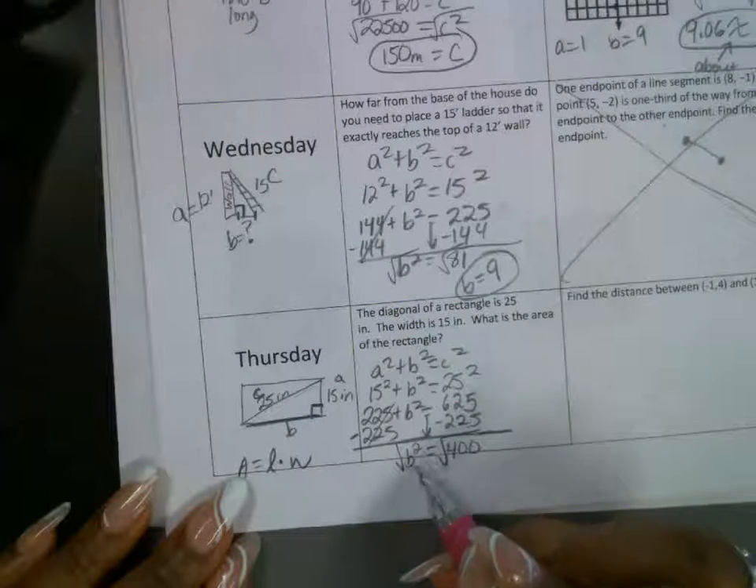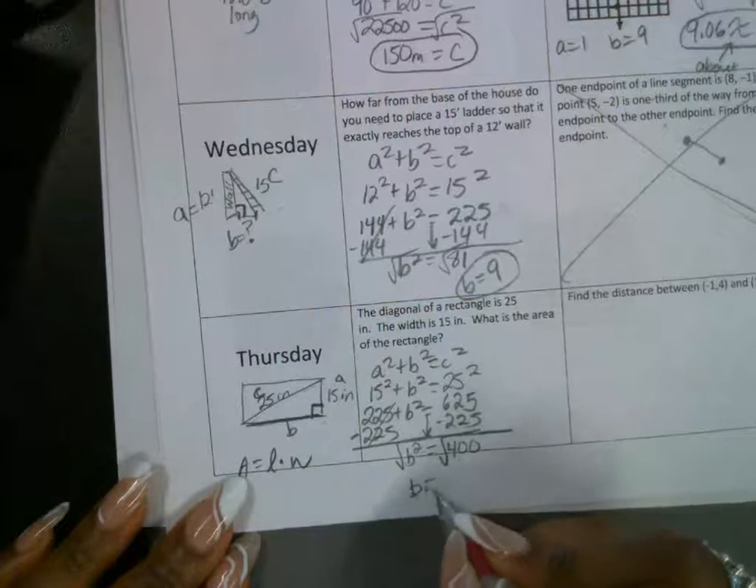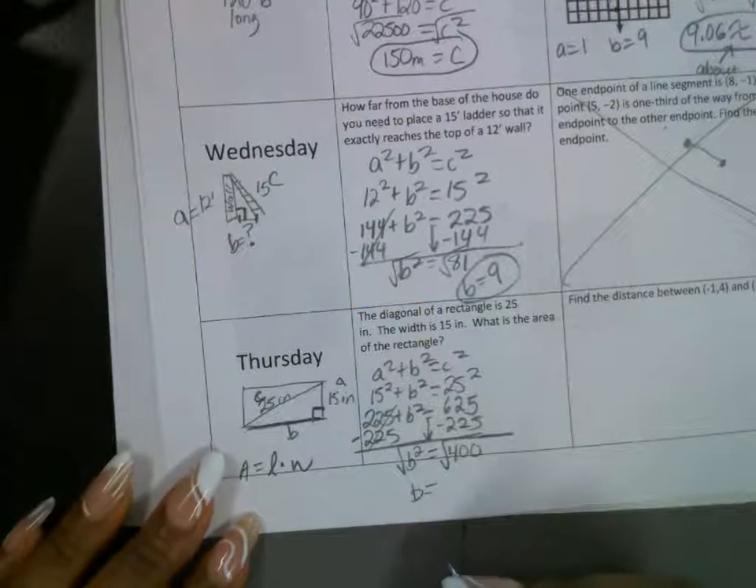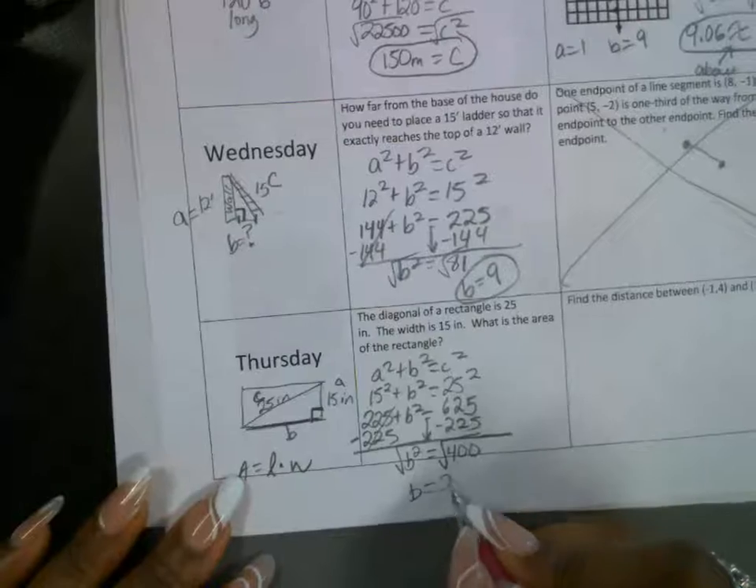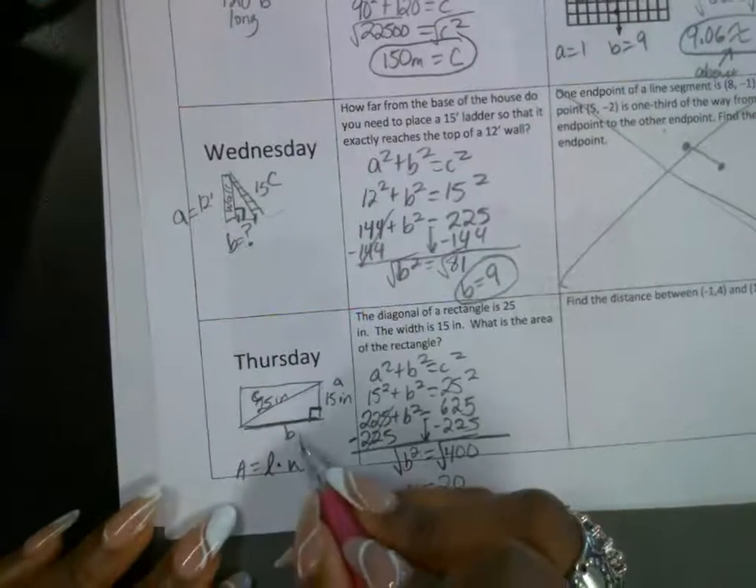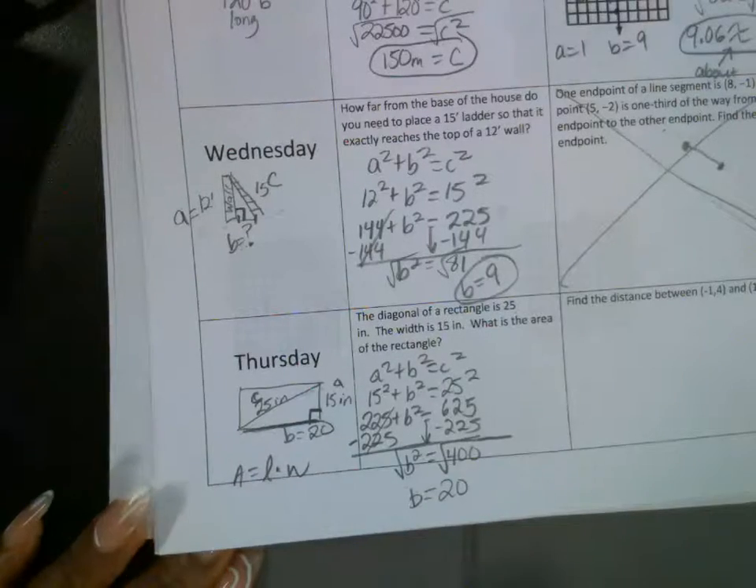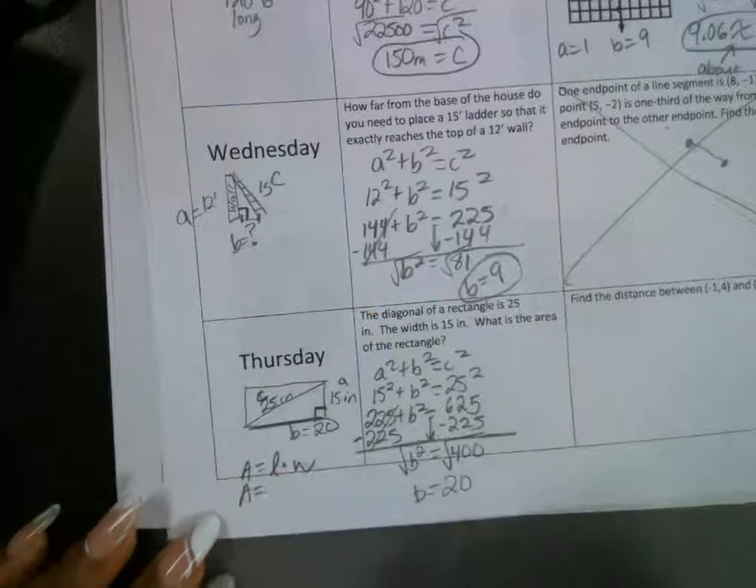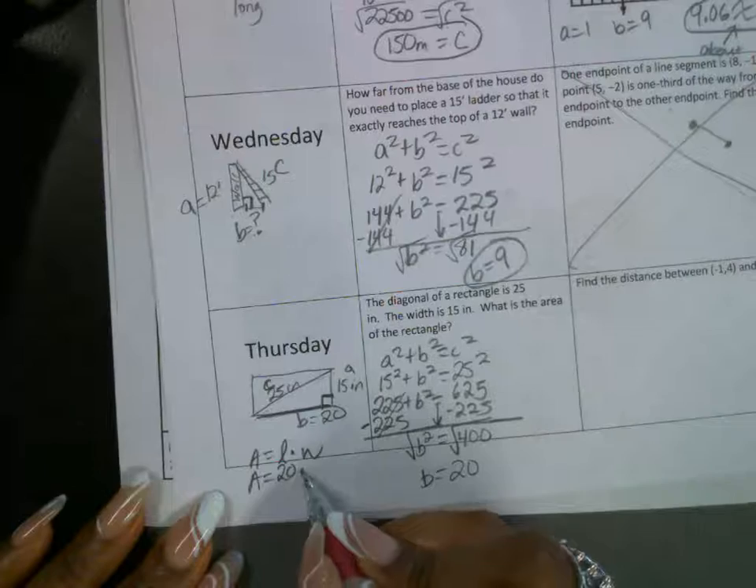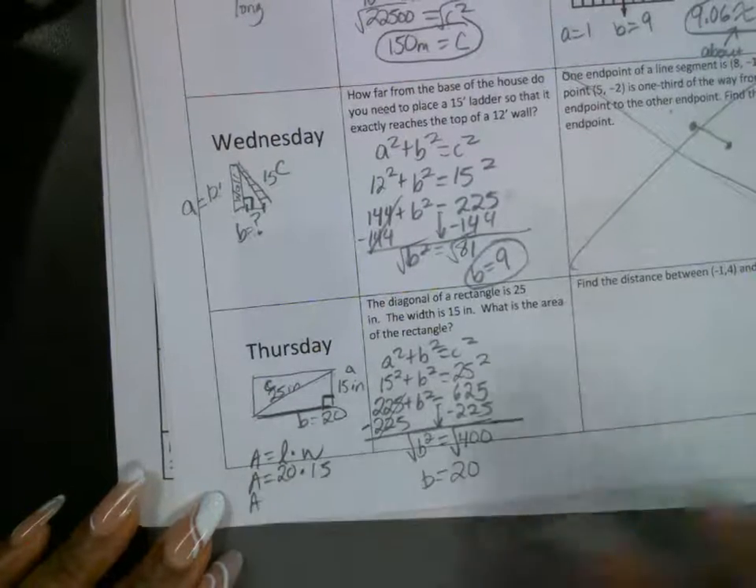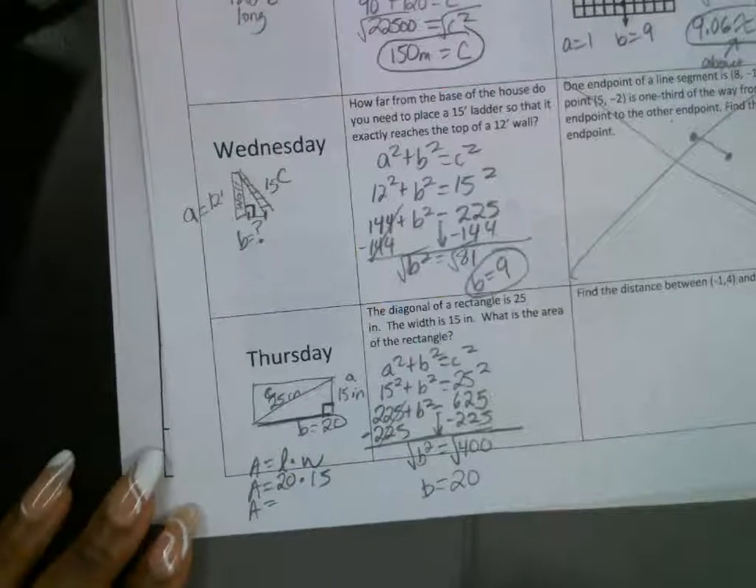So we got b squared is equal to the square root of 400. Oh, yeah. 400 is what? 20. Okay? So the length b is 20. So now we can find the area of that rectangle. So we have A is equal to what? Come on. What's the length? 20 times what? 15. So when we multiply that, that's going to be our answer. 20 times 15. And you put it in there. I don't need to put that in there for you.